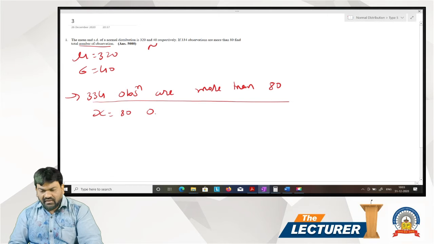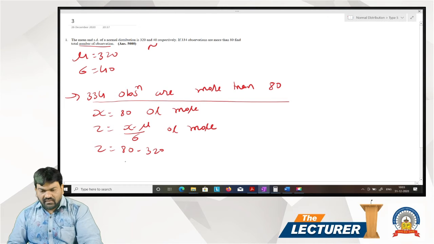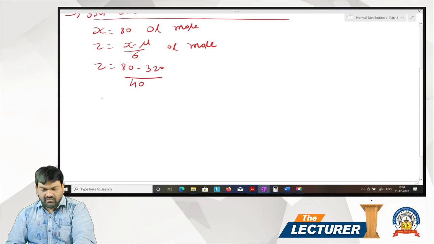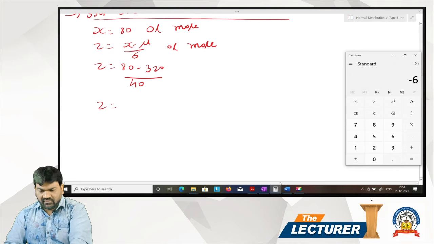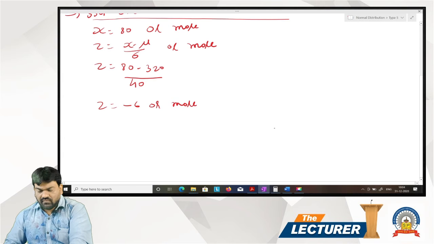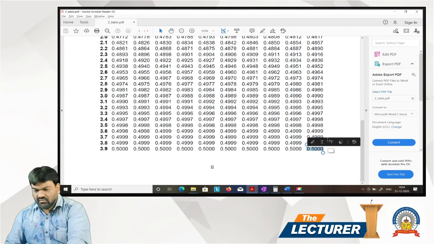Now x is equal to 80 or more. Z is equal to x minus mu upon standard deviation, or more. So z is 80 minus mu 320, divided by standard deviation 40. So z is equal to 80 minus 320, that is minus 240, divided by 40, minus 6 or more. Minus 6 or more. Here the table only goes up to 3.9, so this is not possible.